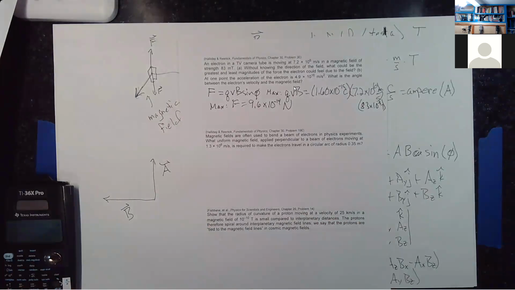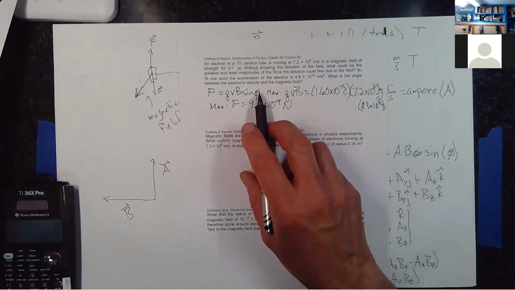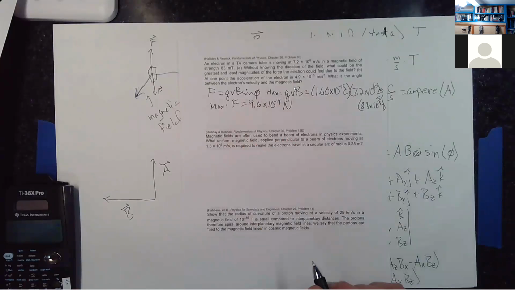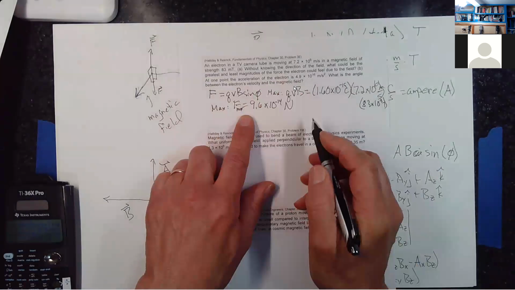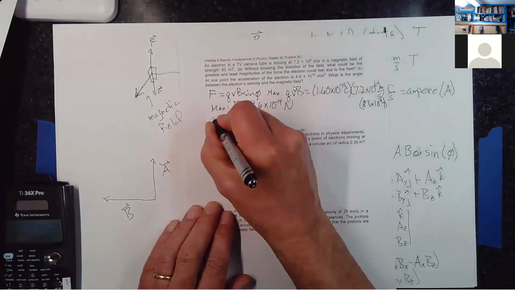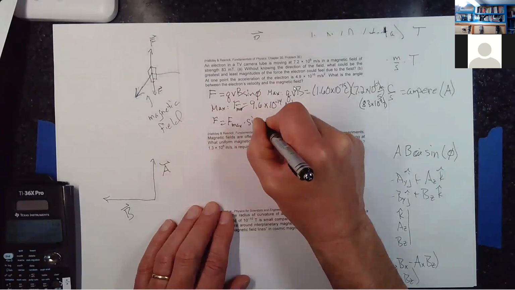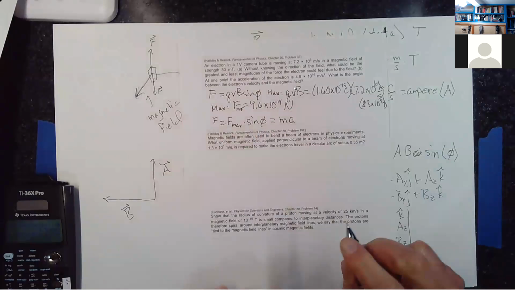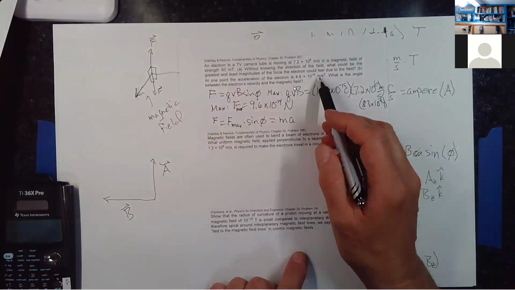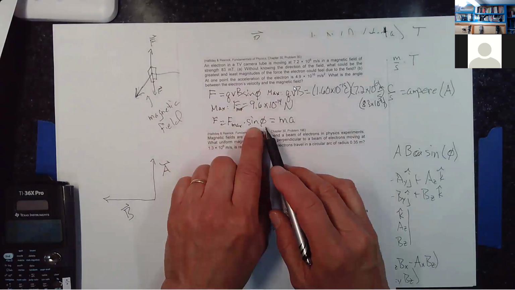At one point the acceleration is 4.9 times 10 to the 16th meters per second squared. What's the angle between the electron's velocity and the magnetic field? Well, we can figure this out because that was the maximum force, but in general the force would equal F max times the sine of the angle between the two. That will equal the mass of the electron times its acceleration. They told us the acceleration, we know the mass of the electron, I remember what it is, and we know what F max is. So the only thing we don't know here is the sine of phi.